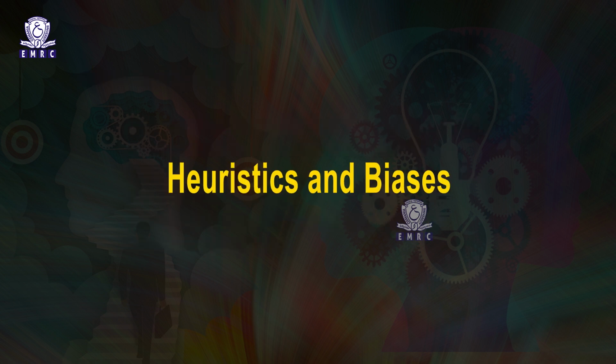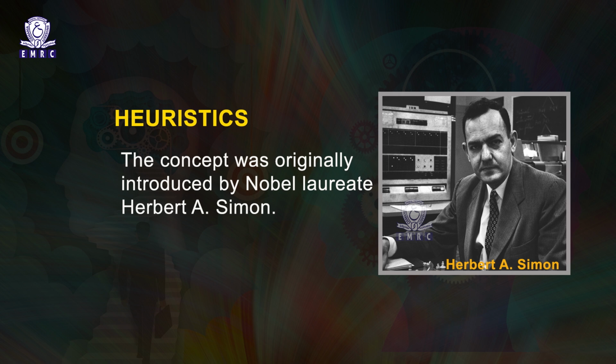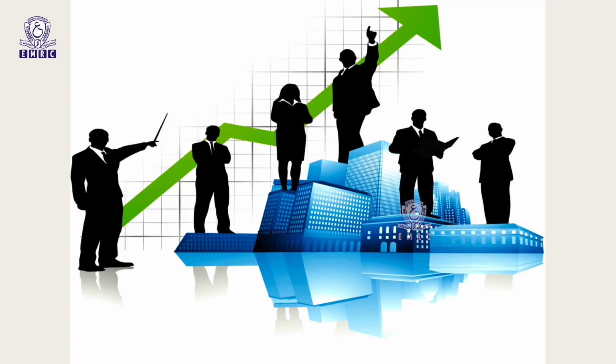Next, we look at heuristics and biases. In this, we will be seeing first what is heuristics. The study of heuristics in human decision making was developed in the 1970s and 80s by psychologists Amos Tversky and Daniel Kahneman, although the concept was originally introduced by Herbert A. Simon. We make decisions and judgments every day.